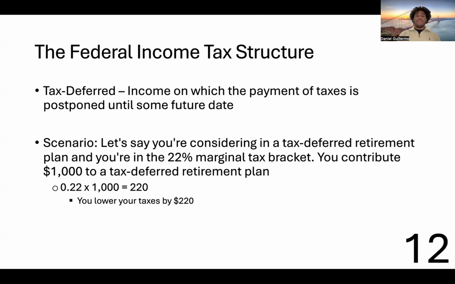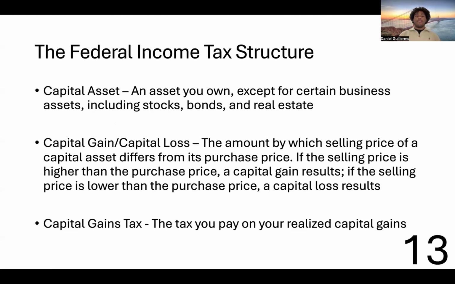Now, let's go over tax deferred. This is income on which the payment of taxes is postponed until a future date. So let's say you invest in a tax deferred retirement plan. Since your marginal tax bracket is 22% and you contribute $1,000 to that retirement plan, you are actually lowering your taxes by $220.